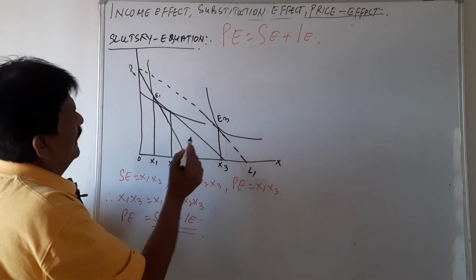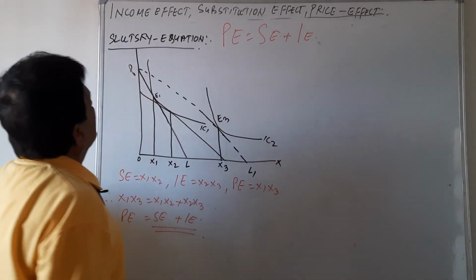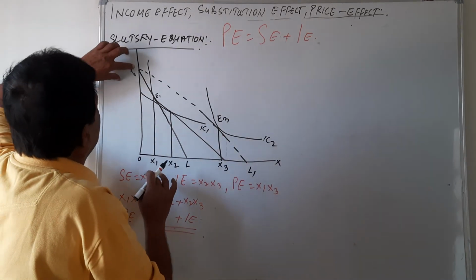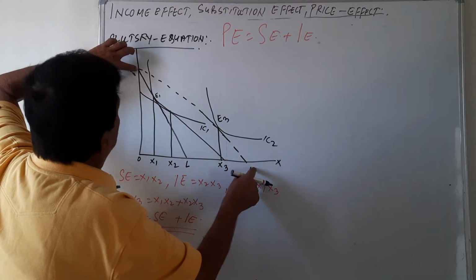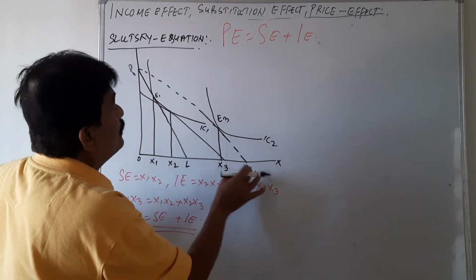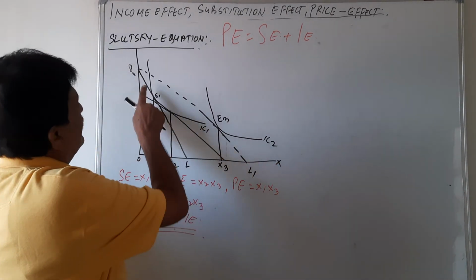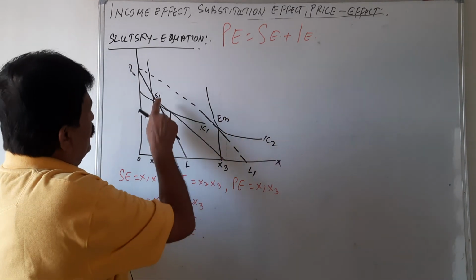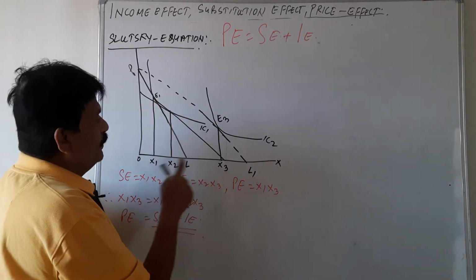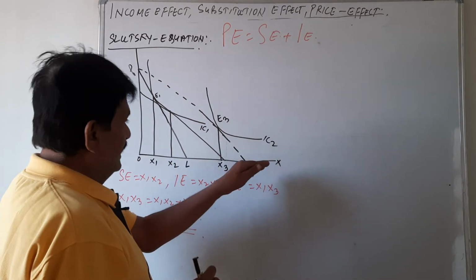Initial price line is PL and the consumer is in initial equilibrium at point E1. Now, assume that the price of X has reduced, and as a result this price line PL has shifted to PL1, this dotted line. In the new circumstances, when the price of X has reduced, the new point of equilibrium is E3. So the movement from E1 to E3, or the increase in demand from X1 to X3, this is our price effect, the total price effect on account of the fall in the price of X.